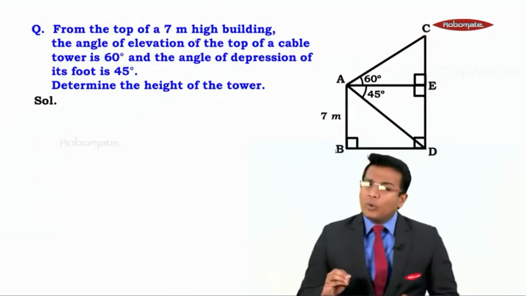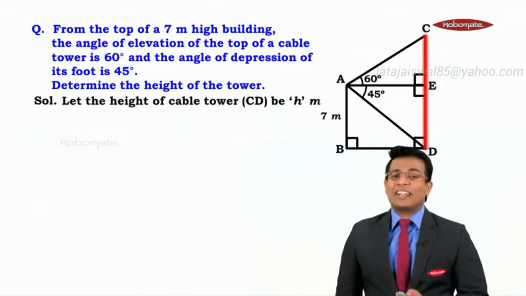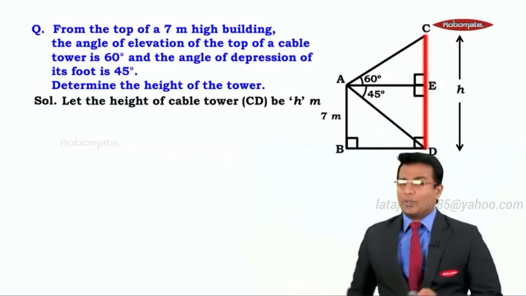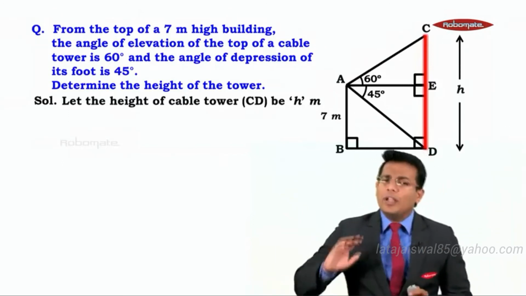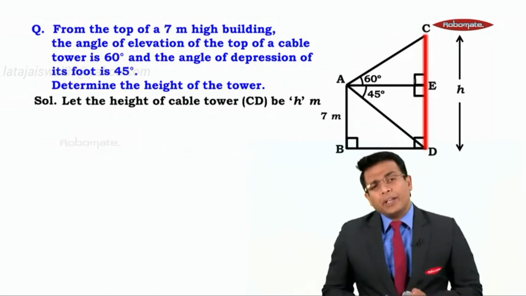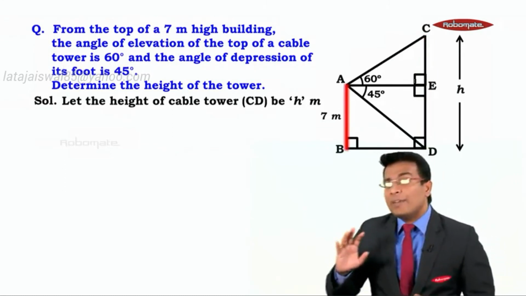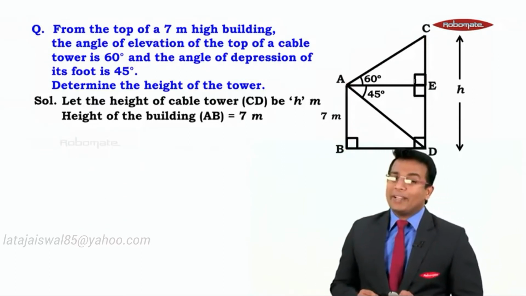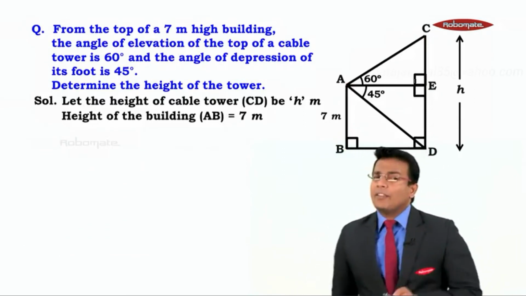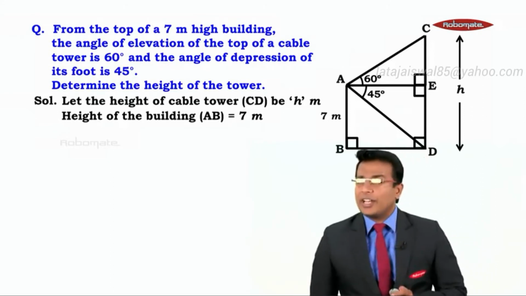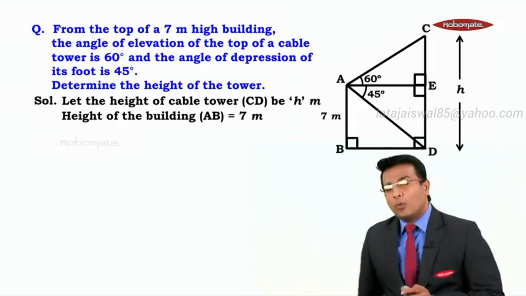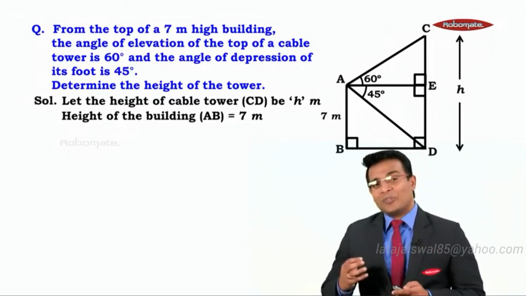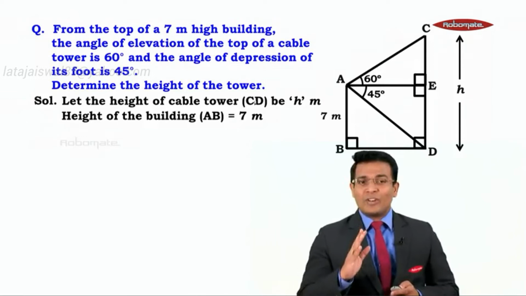So in this figure, we know that this CD is something. What is that? It's the height of the cable tower and we take that length to be h because that is what we are supposed to find. So let us take it to be h meter. Then we have AB. What does AB represent? AB represents the height of the building and which is given as 7 meter. There are two angles given to us. Angle CAE we have 60 degree, angle DAE we have 45 degree. Now by using this information we need to find the length of CD. That means we need to get the value of h.